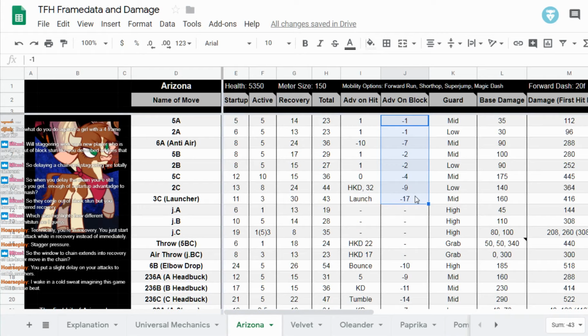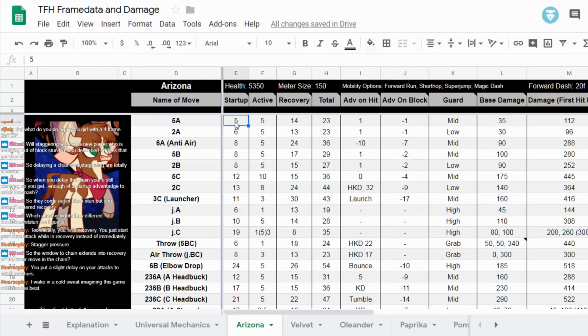Of course, it won't work if you don't practice it, if you don't know what normals are good to use, and if your opponent never actually respects your pressure resets. But then you can just do your delayed strings and catch them mashing every time. Just know that you do not want to do the moves on block that are super minus. It's safe to end your strings with moves that are minus 4 or better.